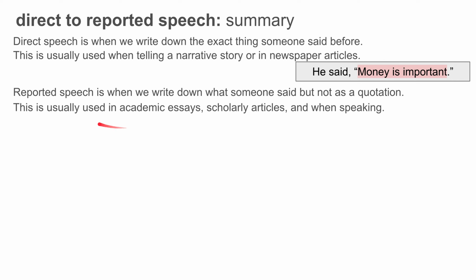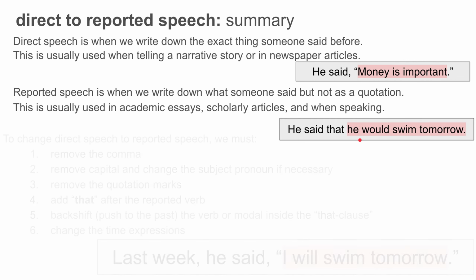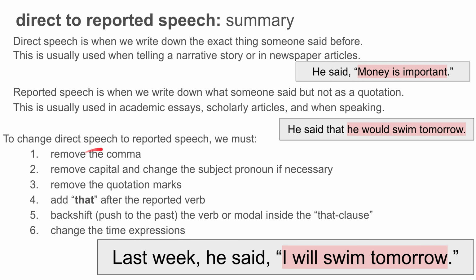But when I'm reporting something someone said in the past, but not as a direct quotation, then usually I have to change it. I have to use reported speech. This is usually used in academic essays, scholarly articles, and when speaking. For example, he said that he would swim tomorrow. Okay, to change direct speech to reported speech, we must remove the comma, remove the capital, and change the subject pronoun. So last week he said, I will. No, last week he said he would. Remove the quotation marks.